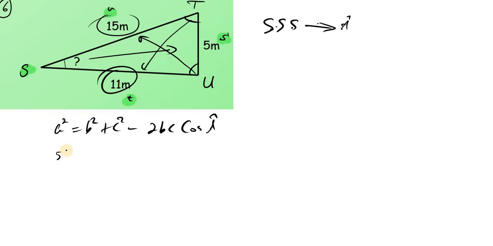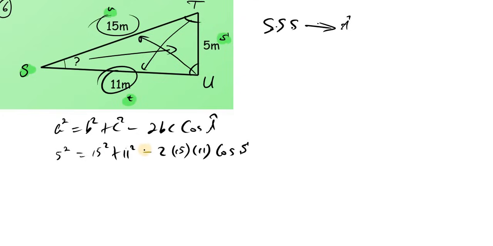So that's 5 squared is equal to, B and C represent the two sides that form the angle, so that's 15 squared plus 11 squared. Does it matter if we have 15 first or 11? No, it doesn't matter if we have 11 first or 15 first, because the order in which you add doesn't matter, right? So that's 2 times 15 times 11 cosine of the angle that's included between the two given sides. So the angle included is really angle S, but we do not know its measure for now.